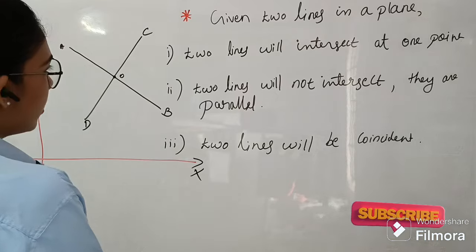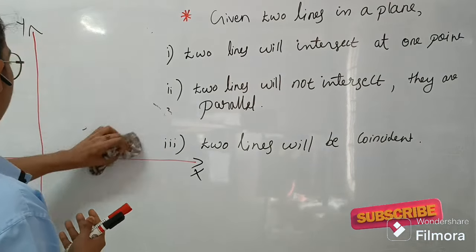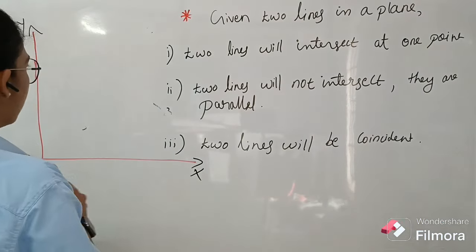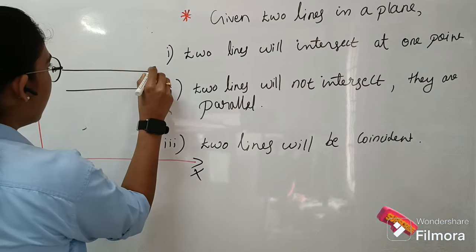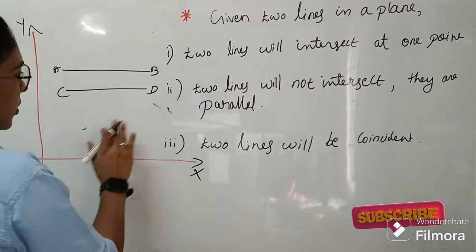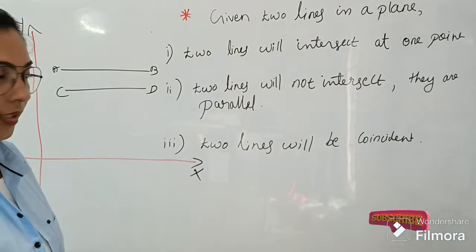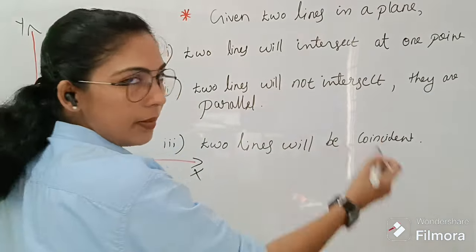And what is the next? Two lines are parallel. What is parallel? That means they will meet at infinity. So these are two lines, AB and CD. This is AB and this is CD, which means they are not intersecting and they are parallel to each other. So this is condition 2. Two lines will not intersect, they are parallel.